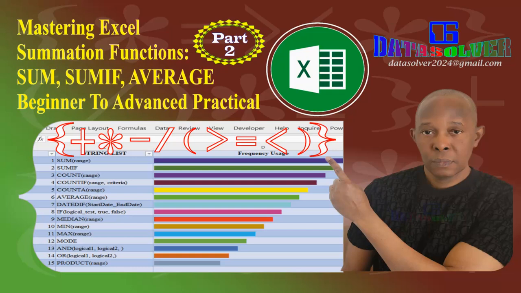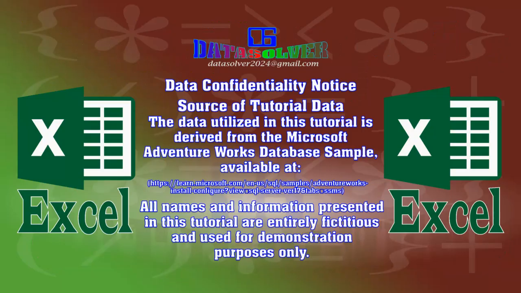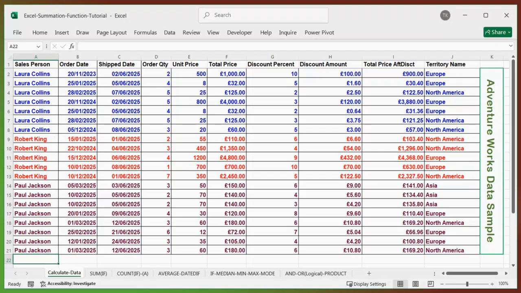I'm going to go to our data confidential notice page just to give you a heads up about the data you use in this particular tutorial. As mentioned, the data used in this tutorial is downloaded from the Microsoft platform and is the AdventureWorks database sample. As you can see, this is the link. On our data page, let me show you, we have 10 columns by 20 records.